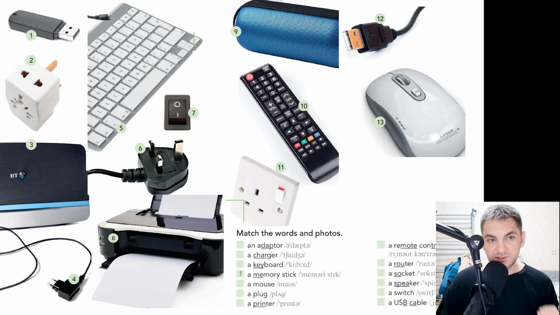Activity B. Learn the words. Now you will learn 13 words for electronic devices. An adapter, a charger, a keyboard, a memory stick, a mouse, a plug, a printer, a remote control, a router, a socket, a speaker, a switch, a USB cable.